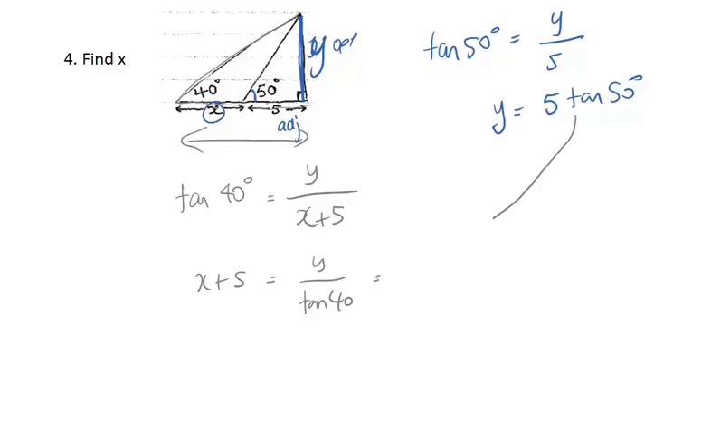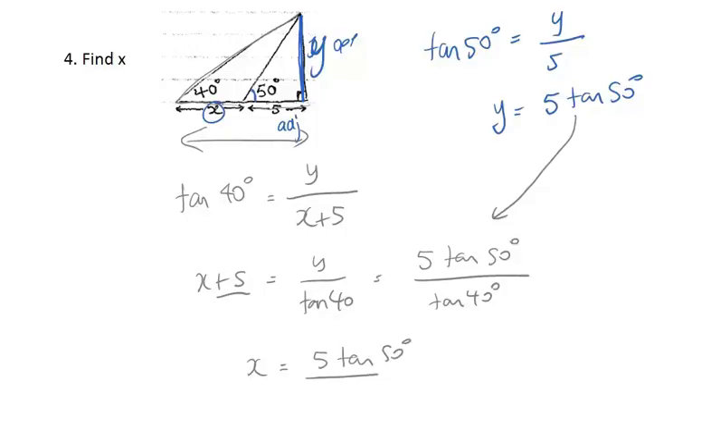We can substitute here. We know y is equal to 5 times tan of 50 degrees. We're dividing by tan of 40 degrees. And this is our x plus 5, so our length x will be 5 times tan of 50 degrees divided by tan of 40 degrees, minus 5. So if we put this into our calculator, we're going to get 2.10 units. We haven't mentioned what this length 5 is. We don't know what it is, so we just write units in there.